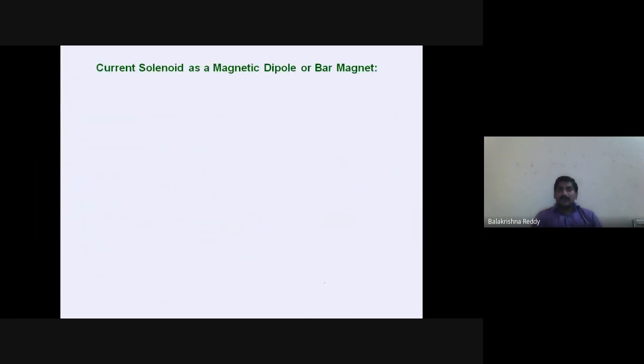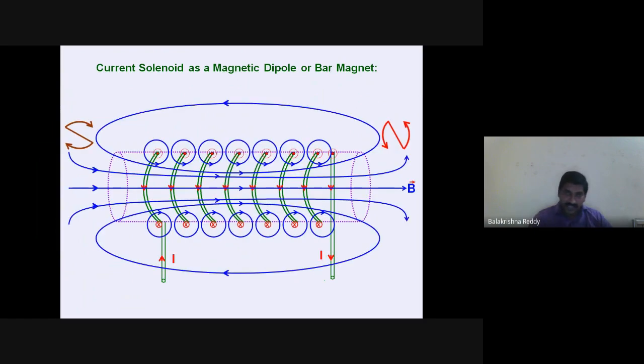Now, current solenoid as a magnetic dipole or a bar magnet. Here we are comparing the solenoid as well as the bar magnet. We studied the solenoid in electromagnetism, right? So whatever solenoid we have studied in electromagnetism, with respect to that, you can find here the solenoid view. The solenoid view is the constructional view you are seeing in the diagram.